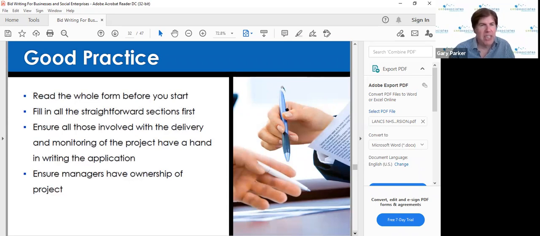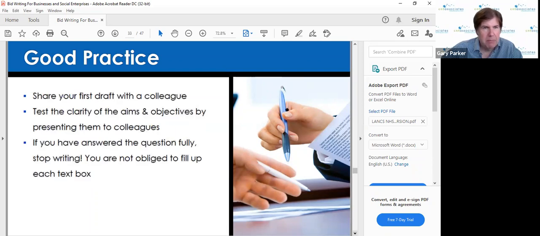Because if you get the funding and they haven't done that, it could be a problem, and there might be issues you're not aware of. So it's very important to keep all the stakeholders in your organisation engaged, particularly when writing larger bids, but for smaller ones, some of that may not apply. Good practice again: share the first draft with a colleague, get them to read it, and test the clarity of the aims and objectives by presenting it to them.